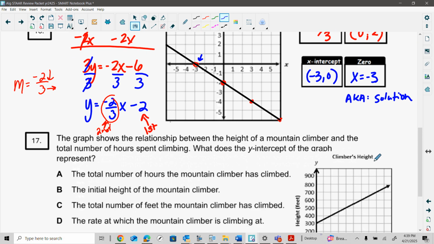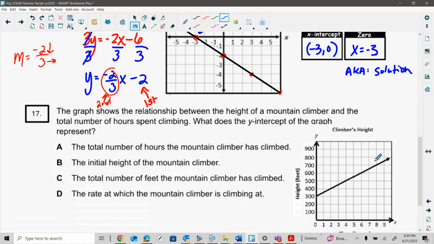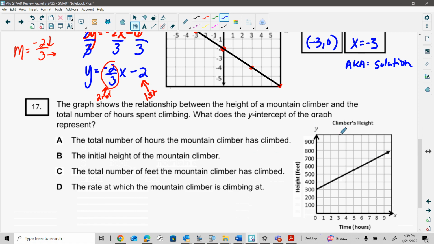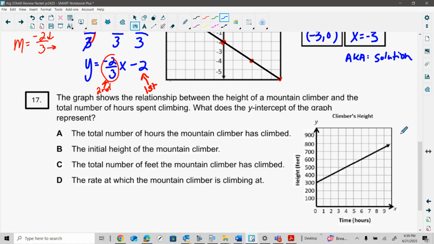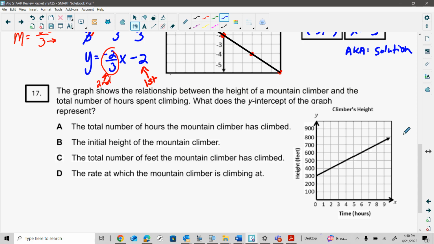Now we're just taking that in relationship to a real world scenario. And here is another kind of sample STAAR question. The graph is given here, showing the height of a mountain climber and the total number of hours spent climbing. Here's our question. What does the y-intercept of the graph represent? Okay, so y-intercept, I can go up here, there. It's at 300 when it's 0. So this is our initial height of our climber. So we should hopefully pick B in a scenario like that.